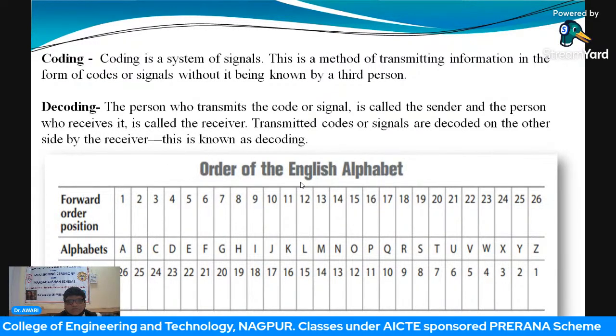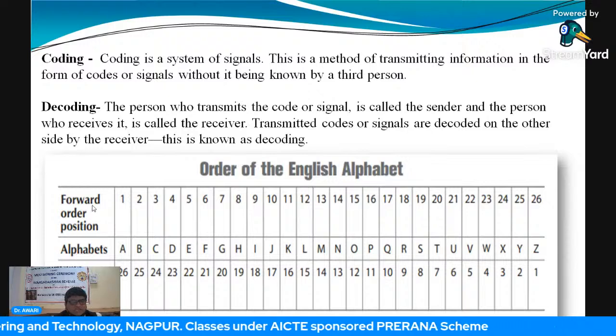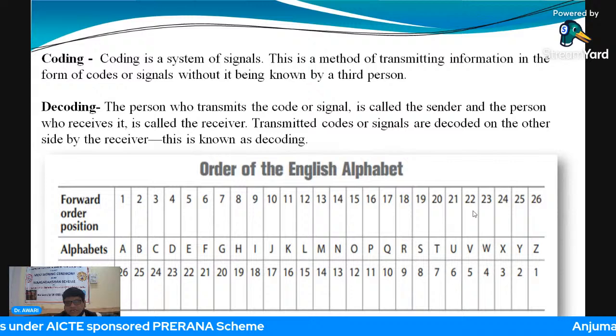So the order of the English alphabet, that is forward order position, is 1, 2, 3, 4, 5, 6, and so on; 26 alphabets are there, with 26 being the last.